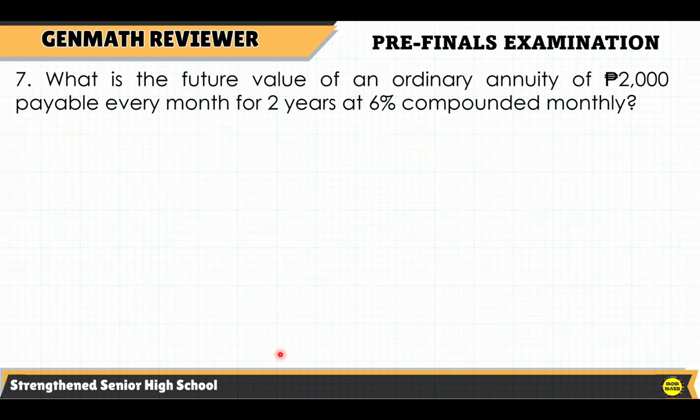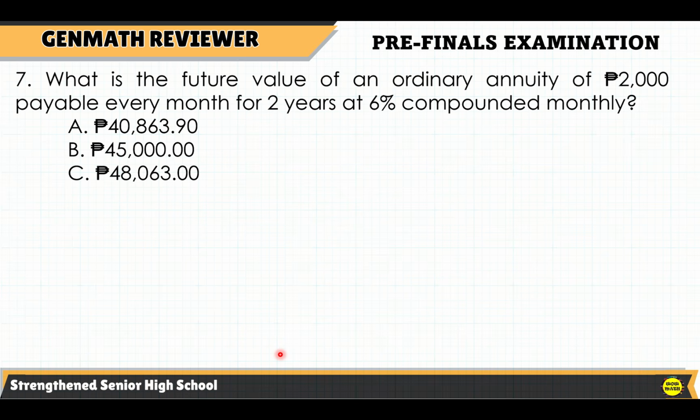Number seven, what is the future value of an ordinary annuity of 2,000 payable every month for 2 years at 6% compounded monthly? A. 40,863 pesos and 90 centavos. B. 45,000 pesos. Letter C. 48,063 pesos. And letter D. 50,863 pesos and 90 centavos. So what do you think is the answer?